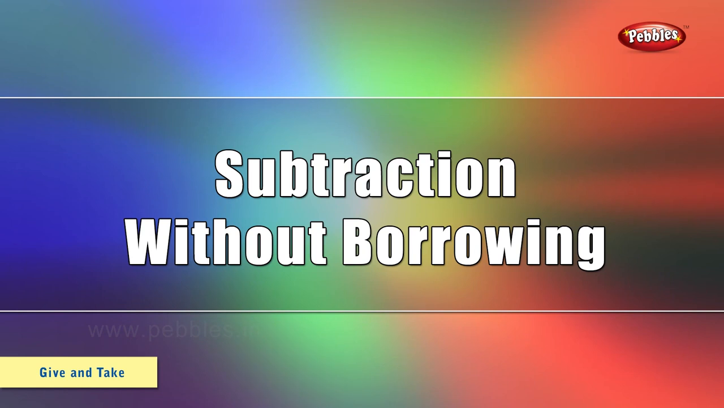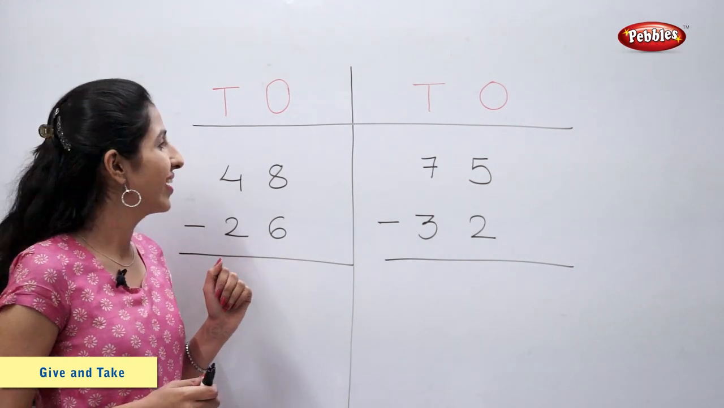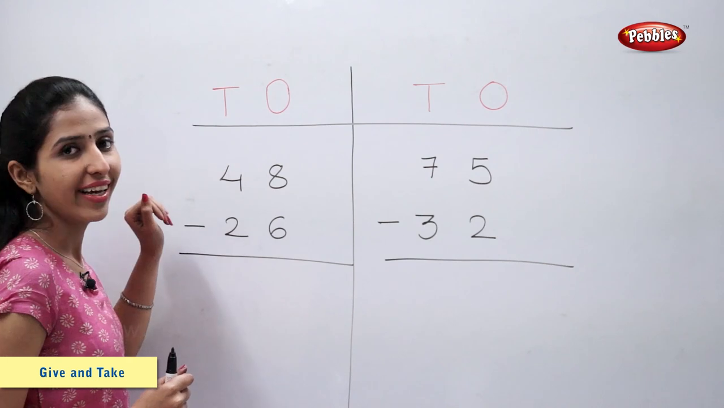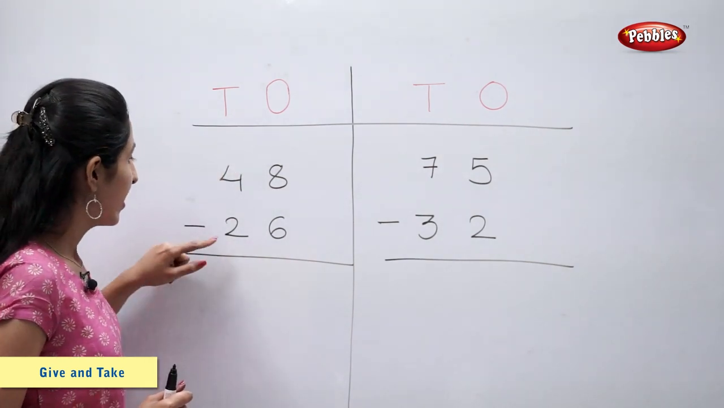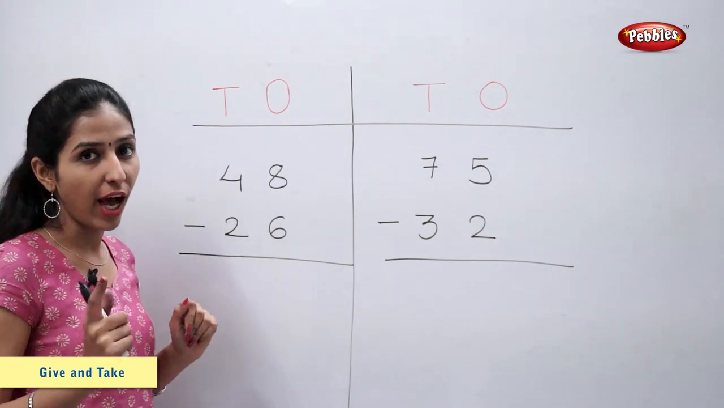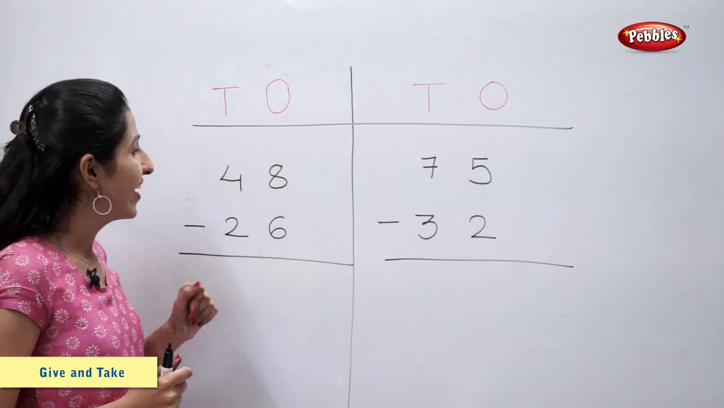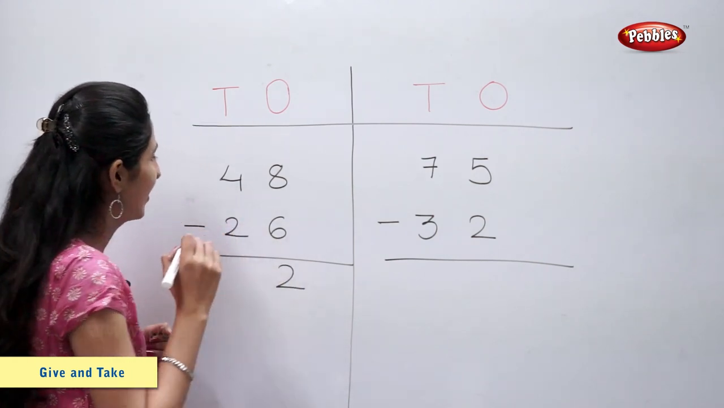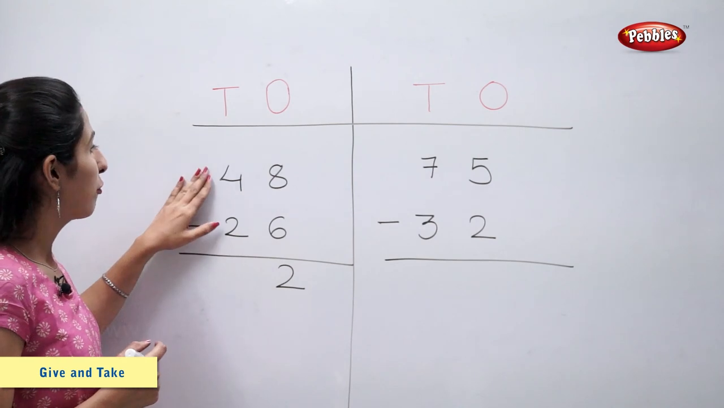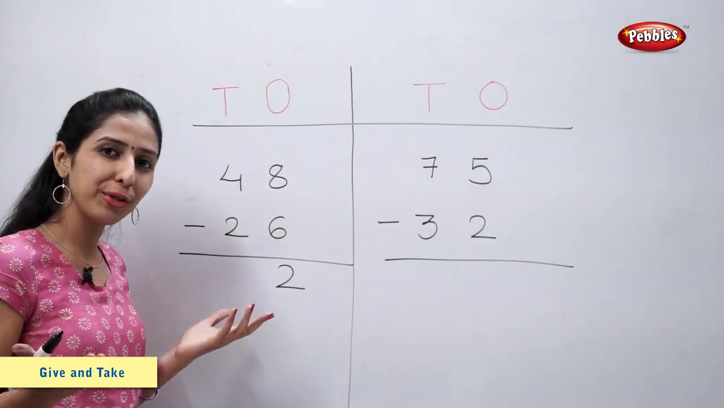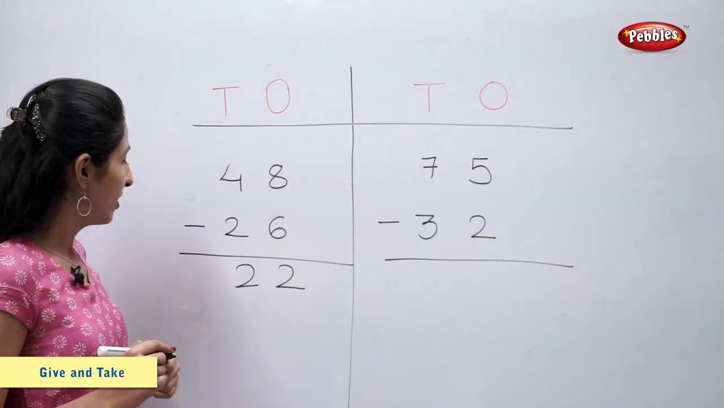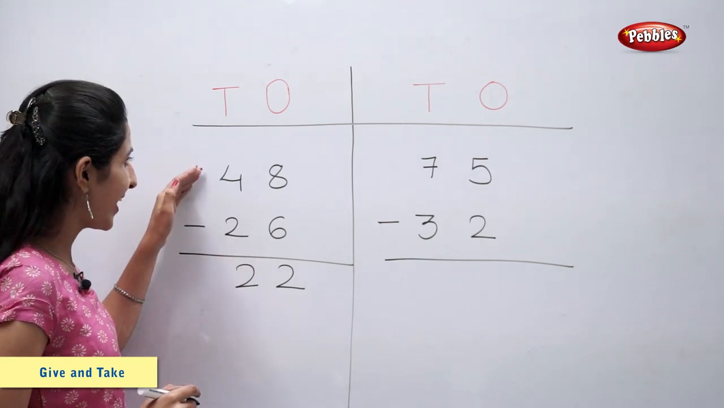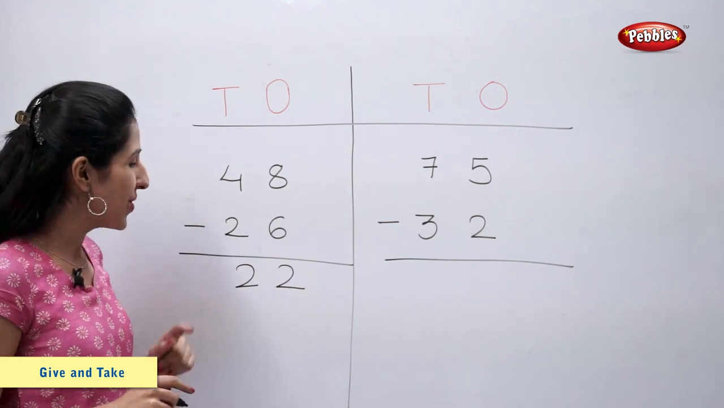Subtraction without borrowing. Let's solve these examples. 48 minus 26. 48 means 4 tens, 8 ones. 26 is 2 tens, 6 ones. Now, let's subtract 1s first. 8 minus 6 is equal to 2. Now, tens. 4 minus 2 is equal to 2. Now we have 2 tens and 2 ones. So the number is 22. So 48 minus 26 is equal to 22.